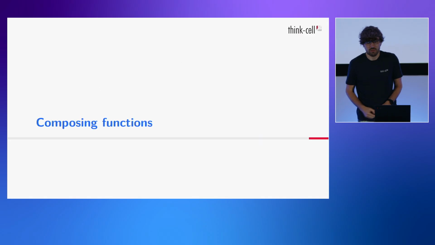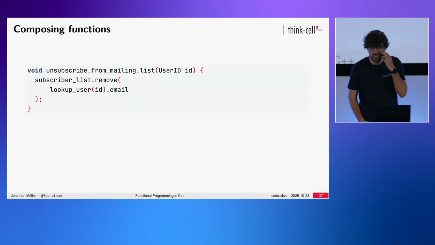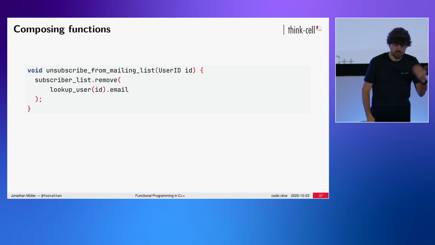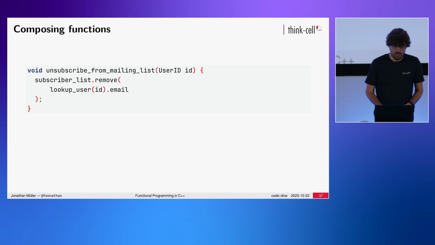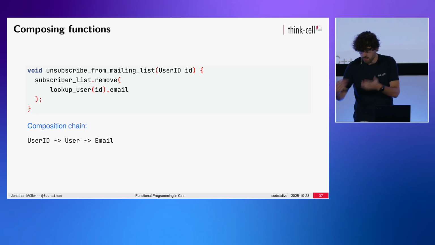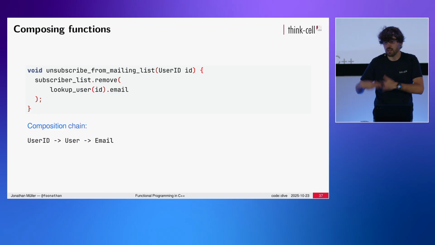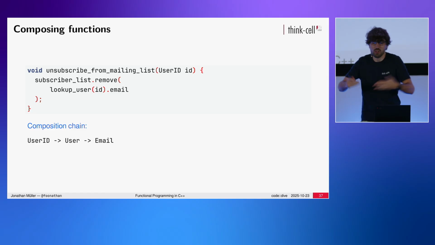Now let's look at composing functions. Let's say we have a function that, given a user ID, unsubscribes that user from the mailing list. So we look up the user, we get its email, and then we remove that from the mailing list. And this is sort of a composition, right? We take a user ID, we get a user out of it, and then we get an email, and then we do something with an email. This is very straightforward, right? And technically, this is functional programming, right? Because we compose functions to solve a problem.